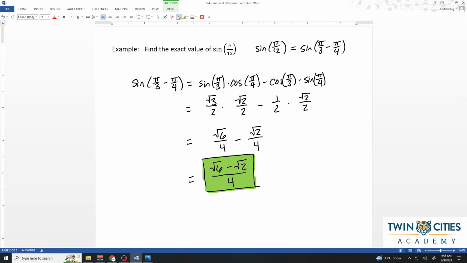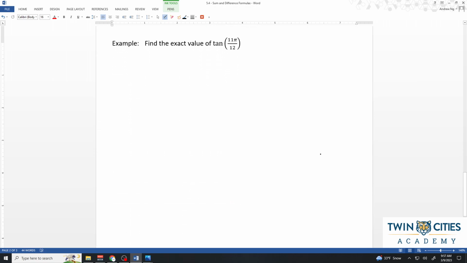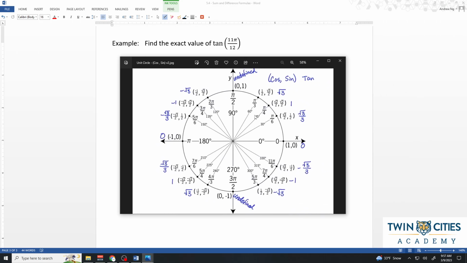Okay, let's do one last one, this time with a tangent. Find the exact value of tangent of 11 pi over 12. So again, when I bring my unit circle over, 11 pi over 12 isn't on here. But is there a way that I can make that?